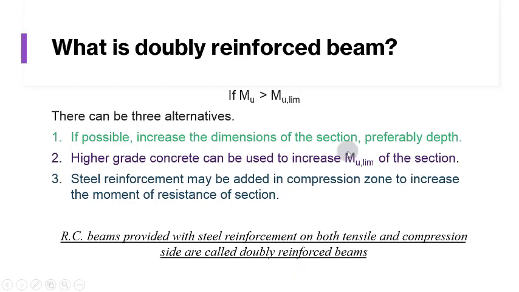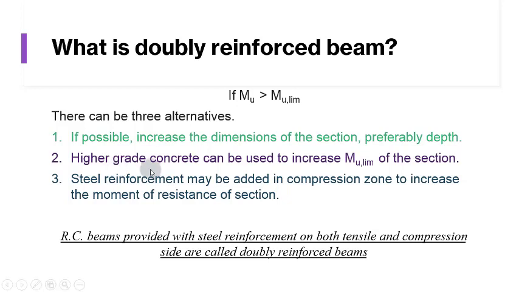If the applied moment is greater than the limiting moment of resistance of a singly reinforced section, we can have three choices. The choices are, if possible, increase the dimension of the section, preferably depth. Of course, when you are increasing this depth, you mean to increase the limiting moment carrying capacity of the beam. Next is, the limiting moment carrying capacity of the beam can be increased by adopting higher grade of concrete.